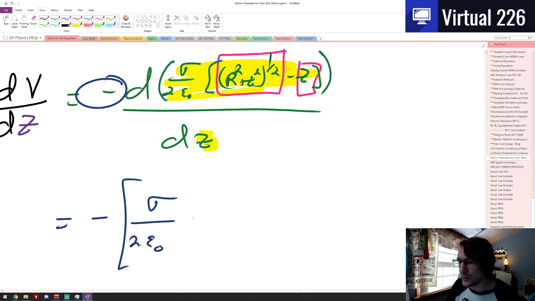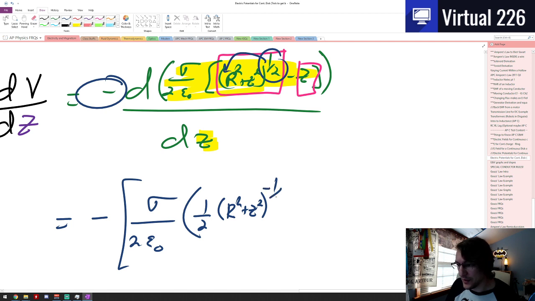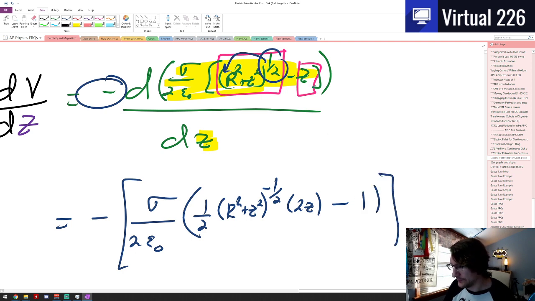And then if we take the derivative of this first term here, I need to take the exponent in front, so there's a 1/2, and then multiply by the quantity again, r squared plus z squared, to the negative 1/2 because I've subtracted 1 from that exponent. Then I need to multiply by the derivative of the interior with respect to z, which is going to be 2z, minus, and then the derivative of z is 1. Okay.